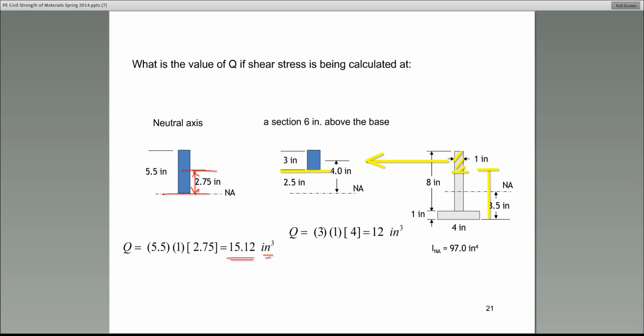Remember what we do? Simply find the area of this shaded area. It is 3 times 1, where 3 is the height and 1 is the width. Then I need to multiply by a moment arm. The moment arm, write it down, is always the distance between the centroid of that shaded area measured to the neutral axis of the entire cross section. So that would be 4 inches. The proper Q here is 3 times 1 times 4, which gives you 12 inches cubed.